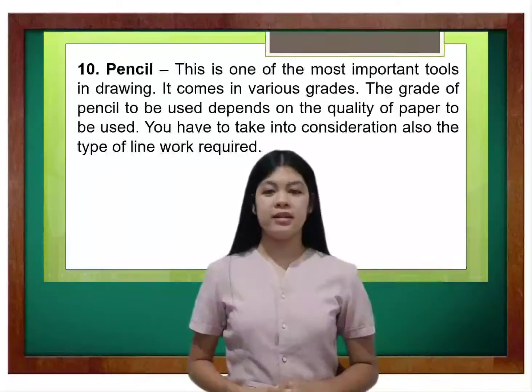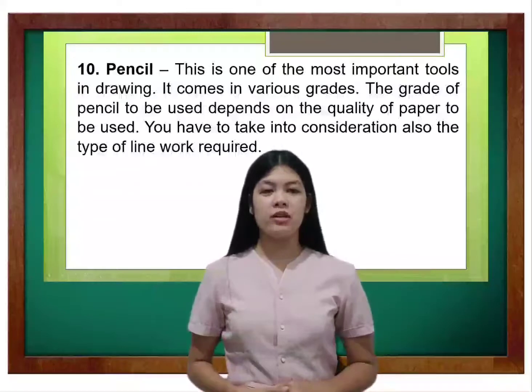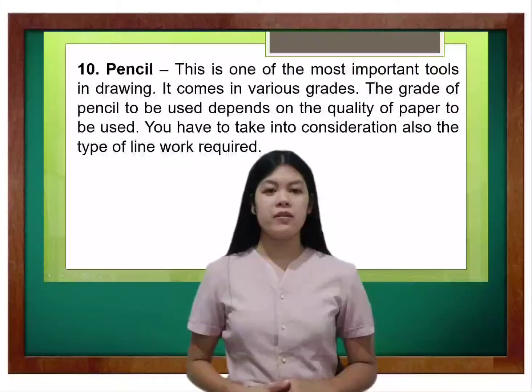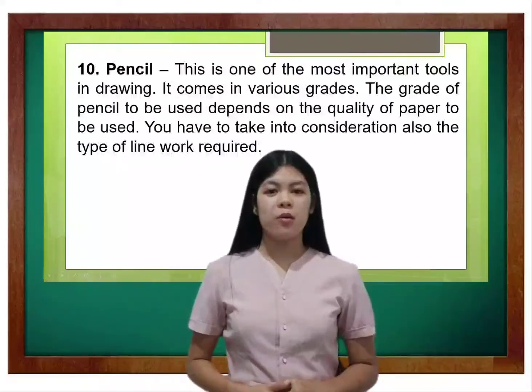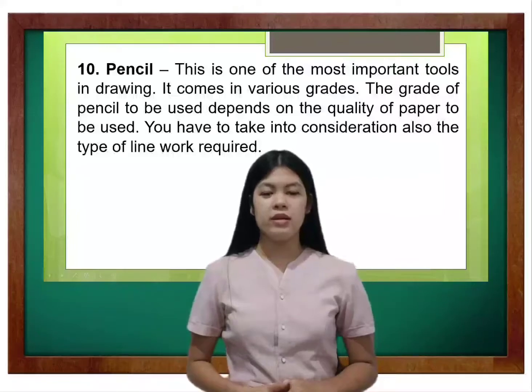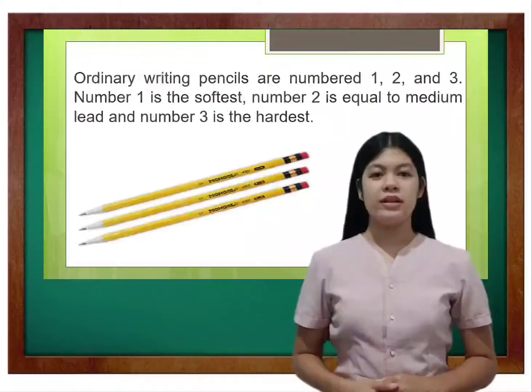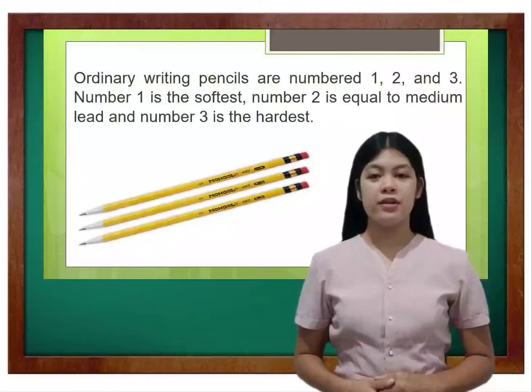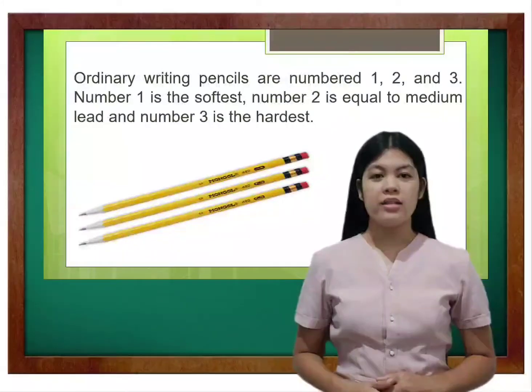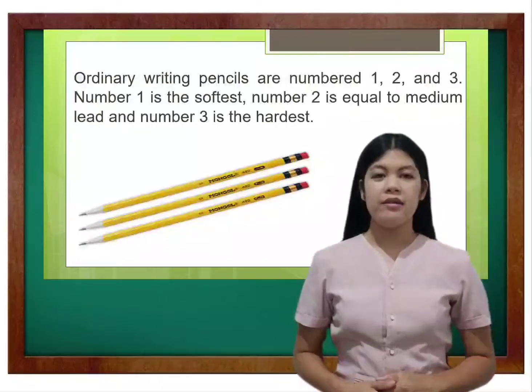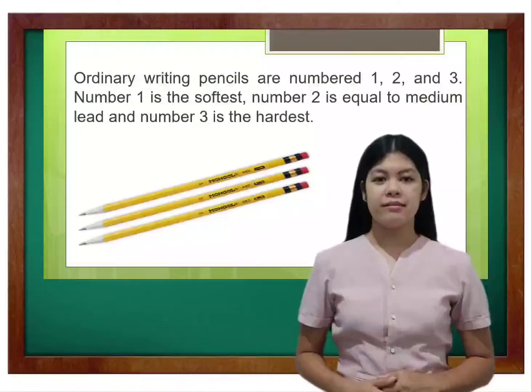Another one is the pencil. This is one of the most important tools in drawing. It comes in various grades. The grade of pencil to be used depends on the quality of paper to be used. You have to take into consideration also the type of line work required. Ordinary writing pencils are numbered 1, 2, and 3. Number 1 is the softest. Number 2 is equal to medium lead. And number 3 is the hardest.